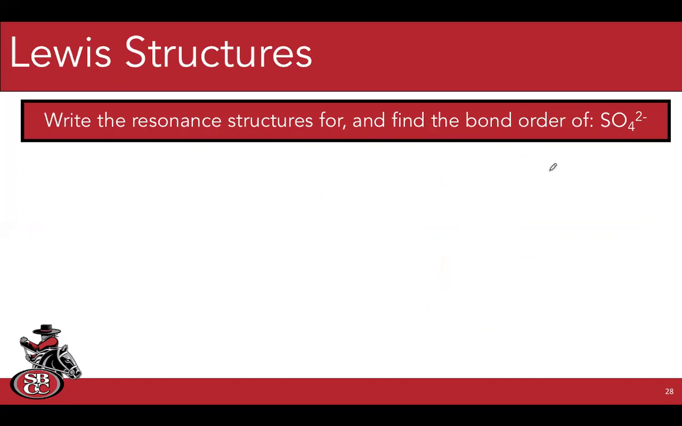We have sulfur and 4 oxygens. We'll draw our skeletal structure. Sulfur is going to be in the center, and oxygens will surround it.